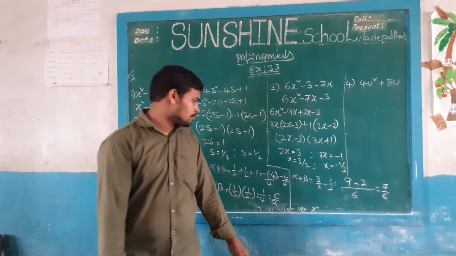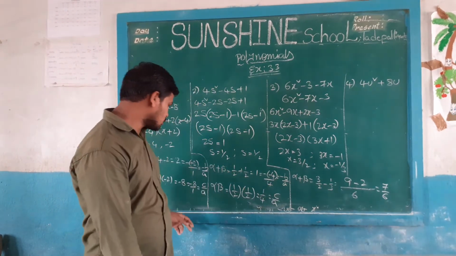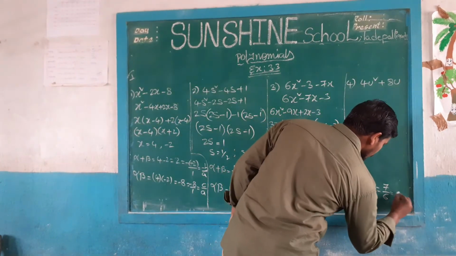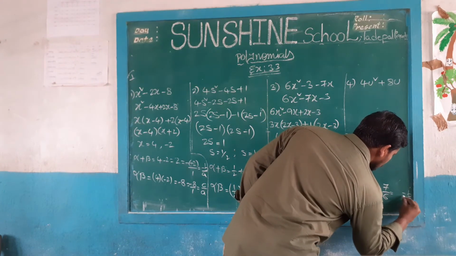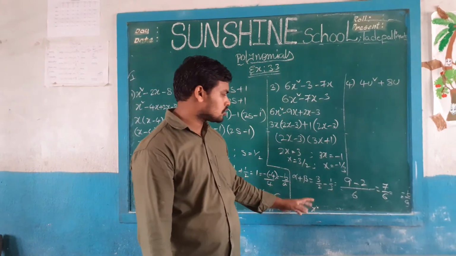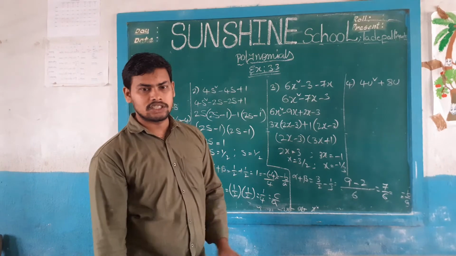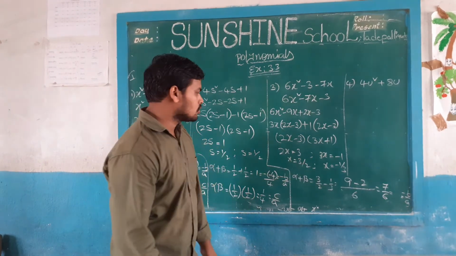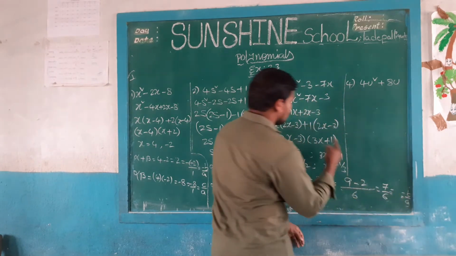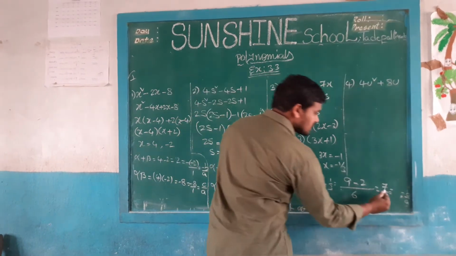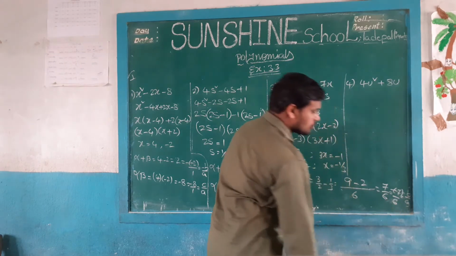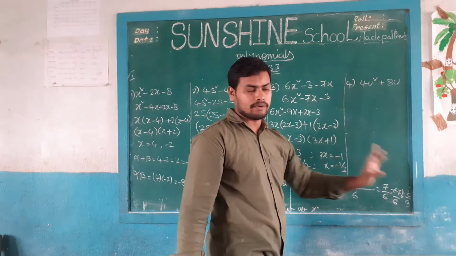Okay. So what is the formula? Minus b by a. Alpha plus beta value is minus b by a. So you have to convert 7 by 6 in the form of minus b by a. Write down minus here. In b place, what is the term there? Minus 7. Minus 7 by 6. So it is in the form of minus b by a.